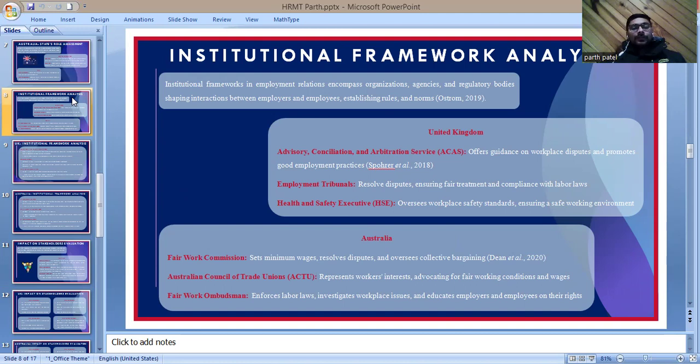They set the wages. They oversee collective bargaining. The second is the ACTU, Australian Council of Trade Unions. They represent worker interests and advocate for fair working conditions and wages. And third is the Fair Work Ombudsman. They enforce the labor law, investigate workplace issues, and educate employers and employees on their rights.